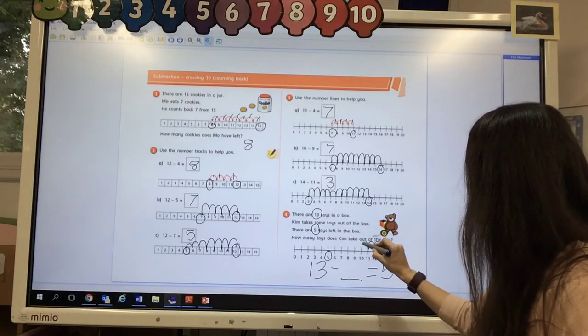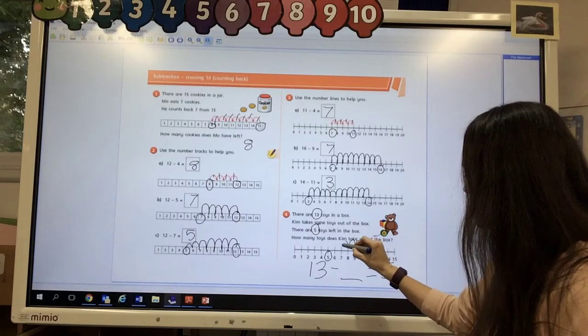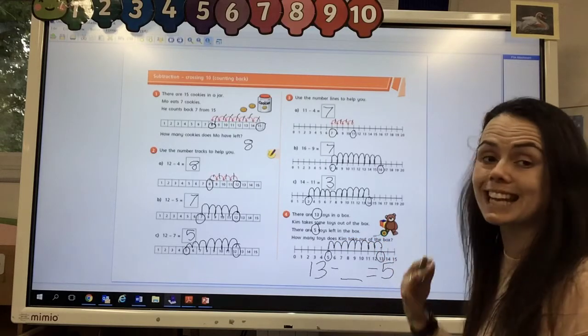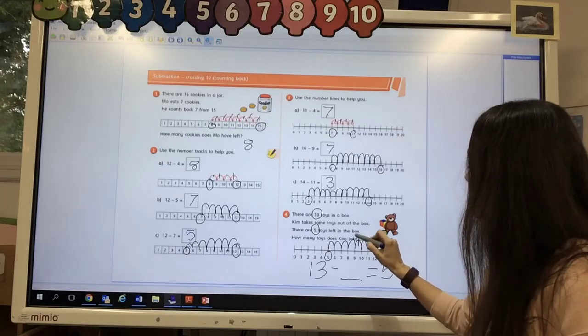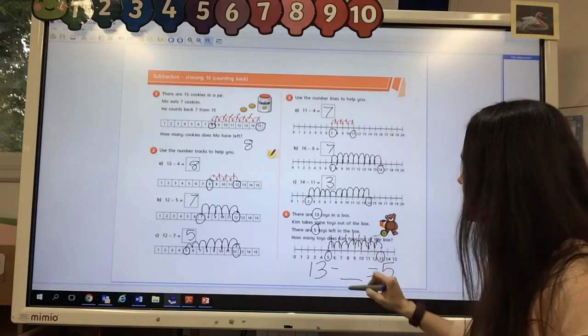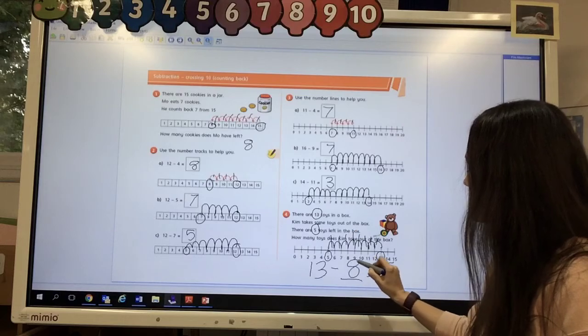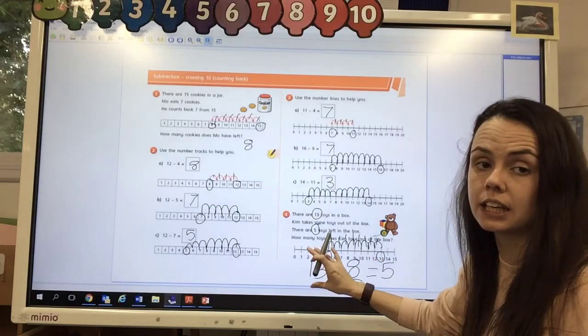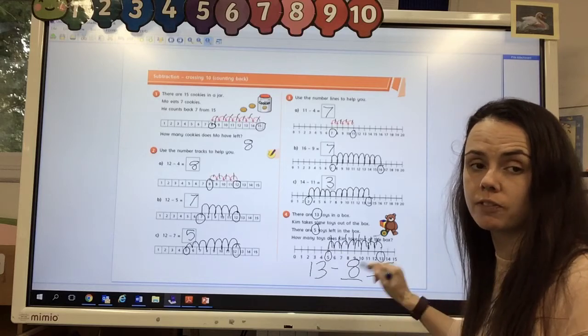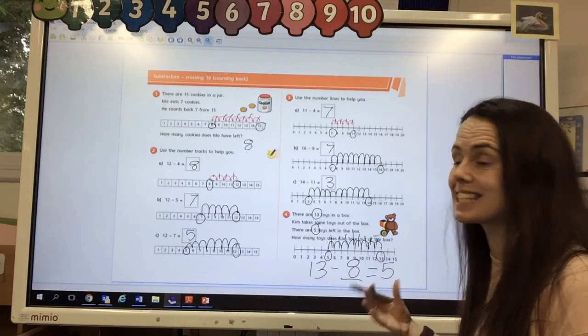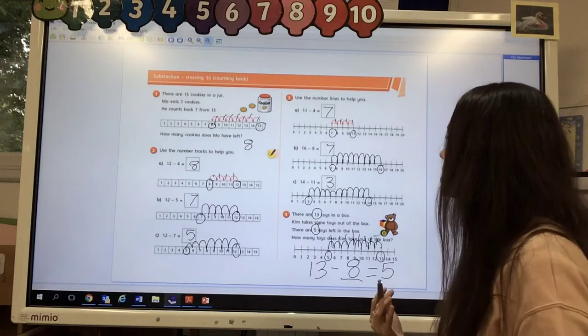Now we've got to do the jumps and then finish at 5. So do all of these jumps first. Now let's count how many jumps we've done. 1, 2, 3, 4, 5, 6, 7, 8. 8 jumps. So we had 13, then Kim took some out and we've had 5, and we found out that Kim took out 8. She got 8 toys in the box.